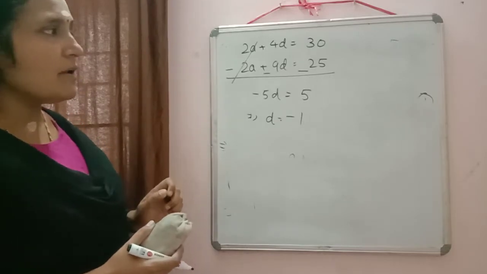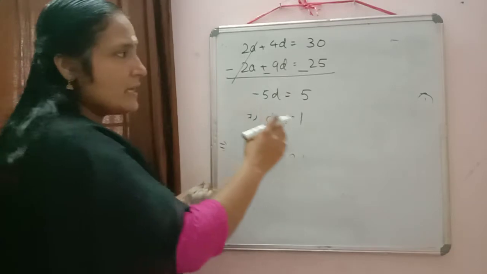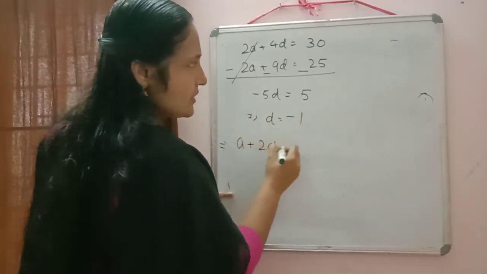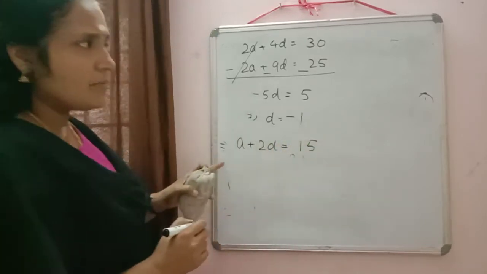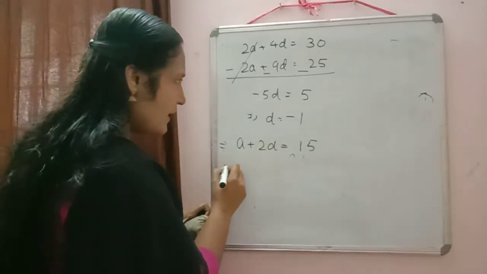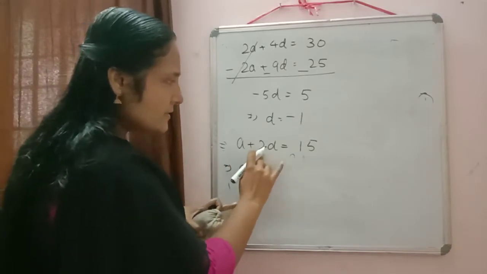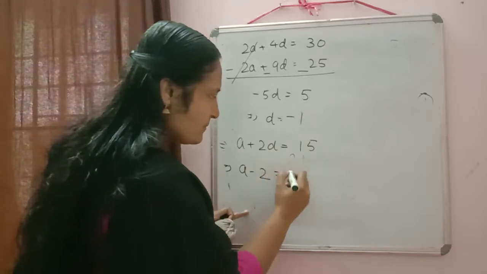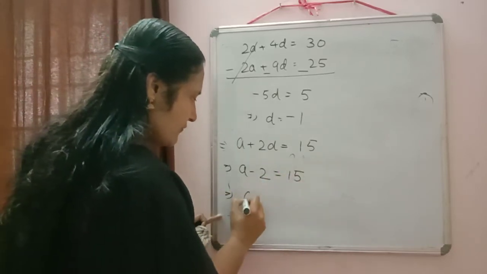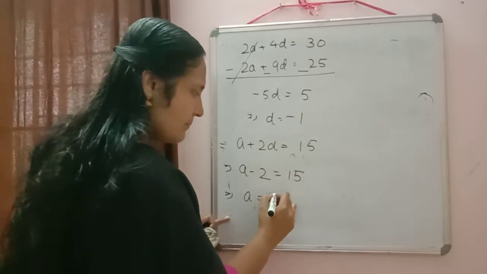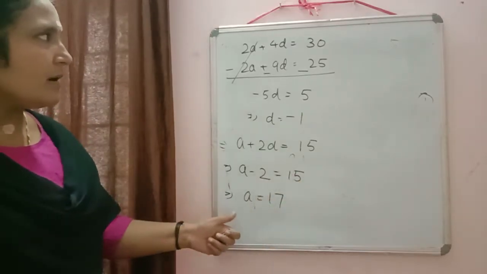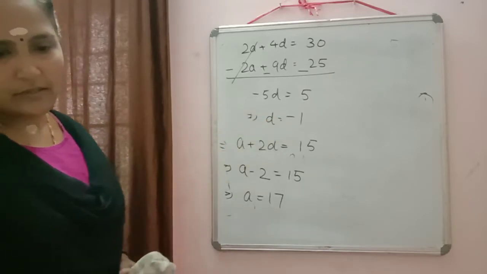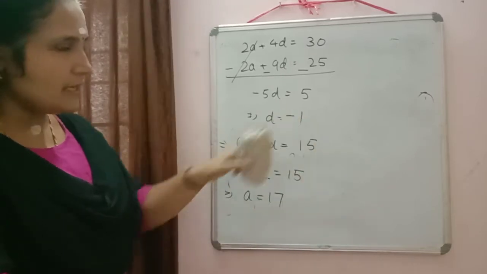Now we want the value of A. So the value of A we can calculate by substituting in any equation. It was easy to substitute in this one. We wrote A plus 2D is equal to 15. Now substitute the value of D here. A plus 2 into minus 1. So 2 into minus 1 will be minus 2, is equal to 15. So from here A will be equal to 15 plus 2, 17. So we got A is equal to 17 and D is equal to minus 1. So the first one is over. Value of D is minus 1.